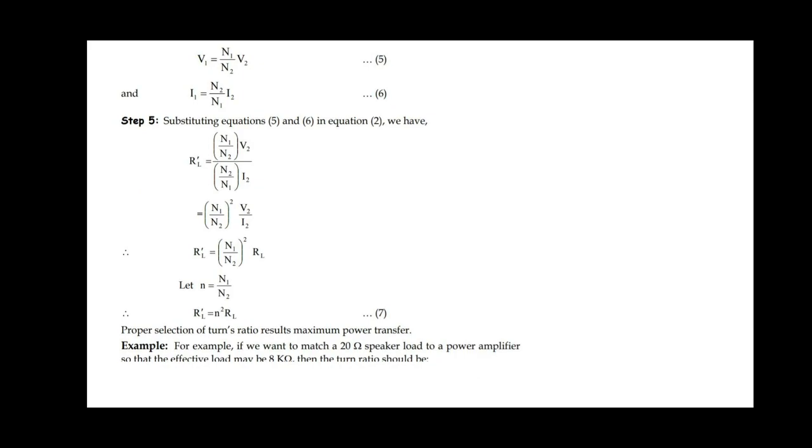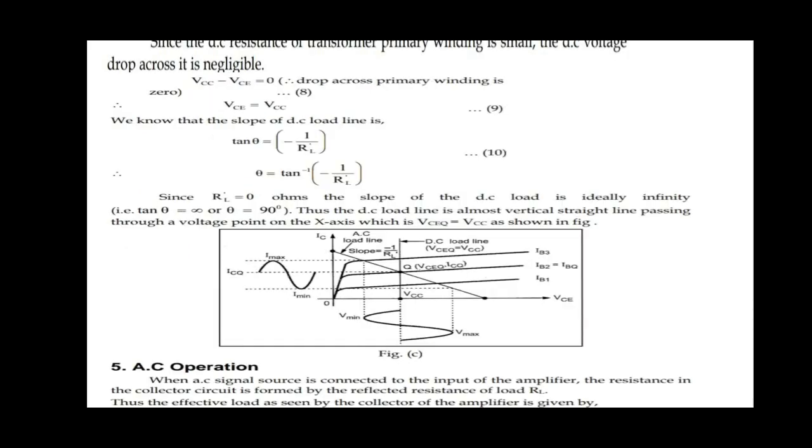Since we have a class A power amplifier, we have to calculate the efficiency of the class A power amplifier with transformer load. In a class A power amplifier with transformer load, the efficiency is 50%.